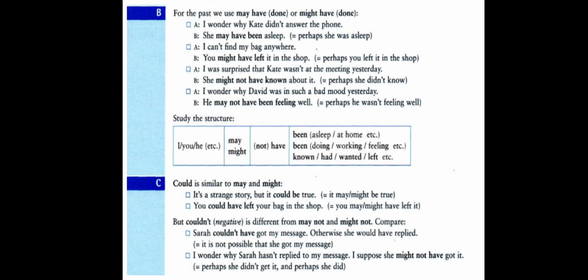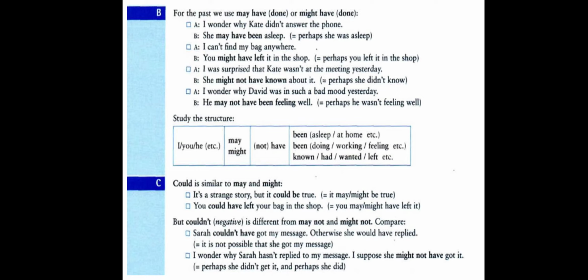C. Could is similar to may and might. We say that may and might are used to express possibility or probability now or in the future or in the past. As well, we can replace may and might by could to express possibility. For example, it is a strange story, but it could be true, means it might be true or it may be true.